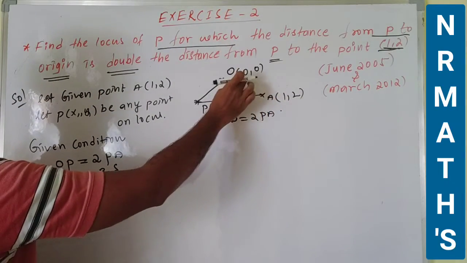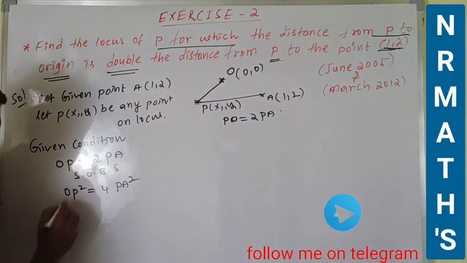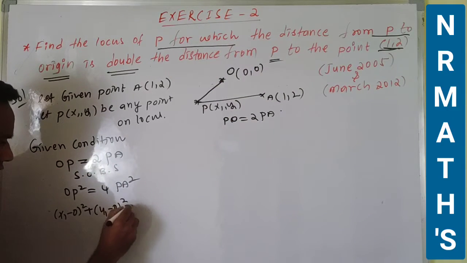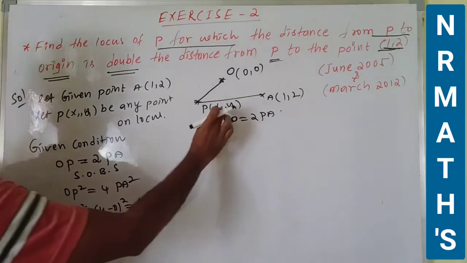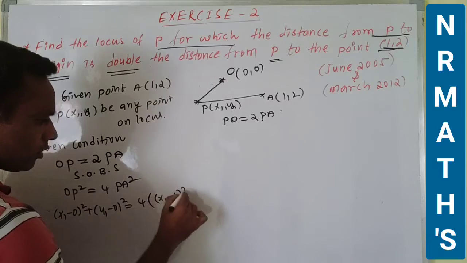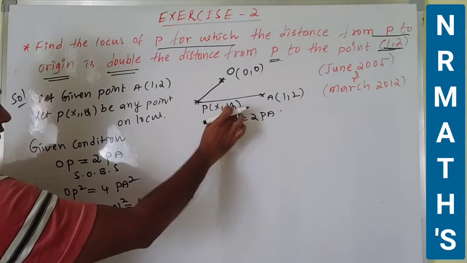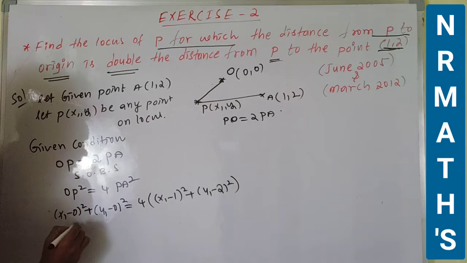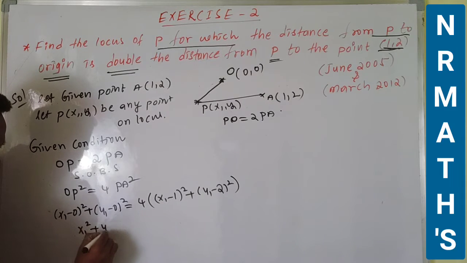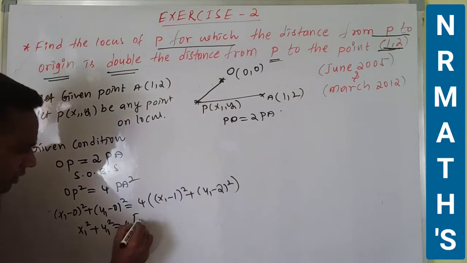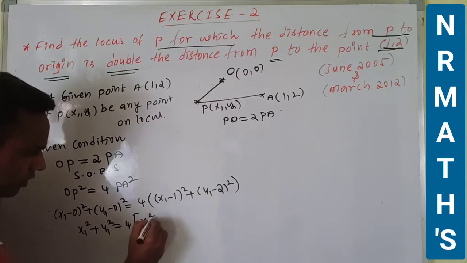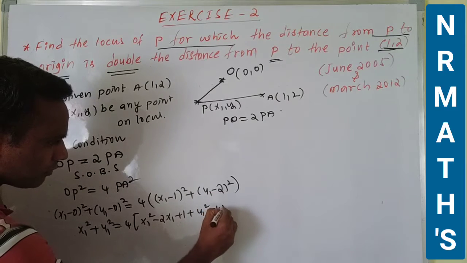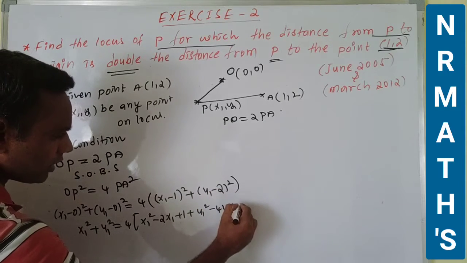Now x1 minus x2, and x2 is 0. So it is (x1 minus 0) whole square plus (y1 minus 0) whole square, equal to 4 into PA square, which is (x1 minus 1) whole square plus (y1 minus 2) whole square. Now (x1 minus 0) square is x1 square plus y1 square. 4 into, now operate this bracket first, (x1 minus 1) whole square is x1 square minus 2x1 plus 1, plus (y1 minus 2) whole square, which is y1 square minus 4y1 plus 2 square, that is 4.